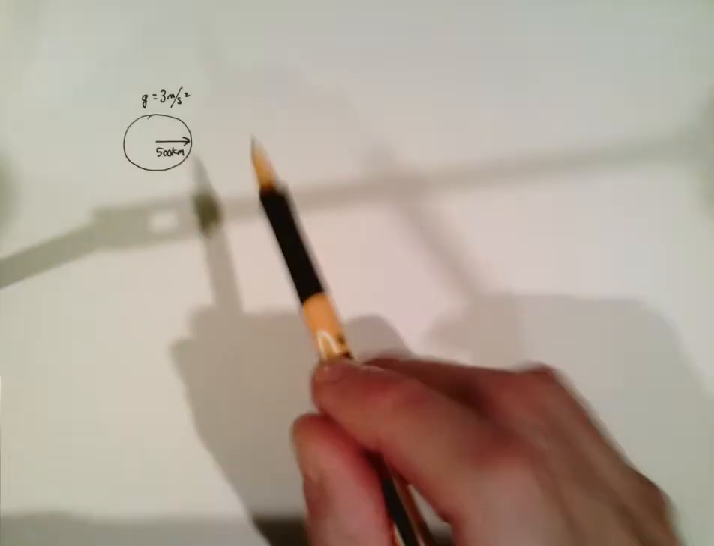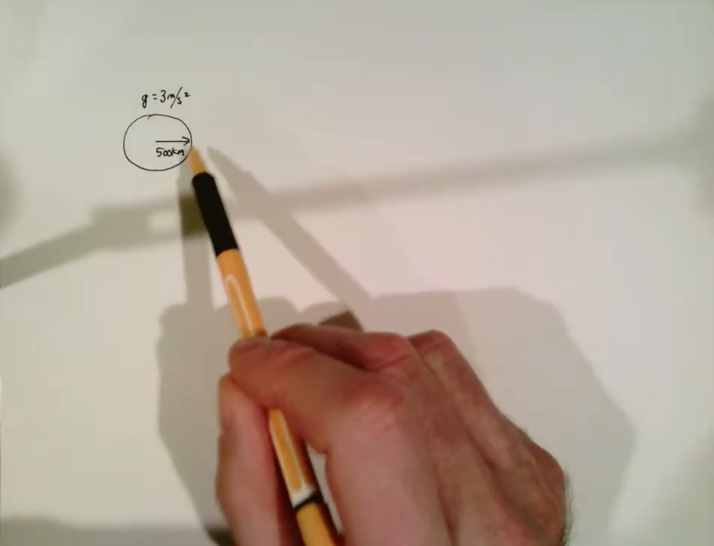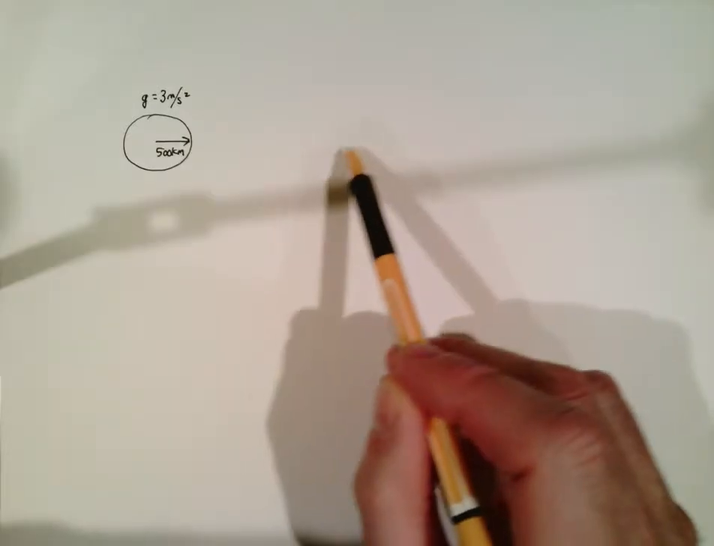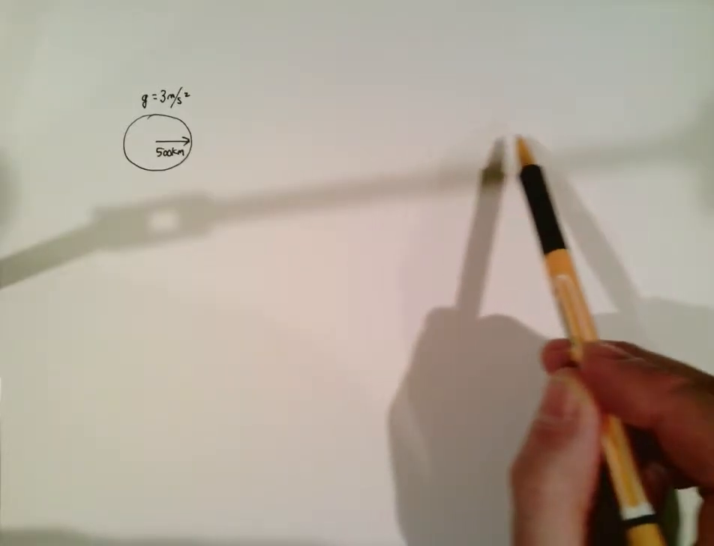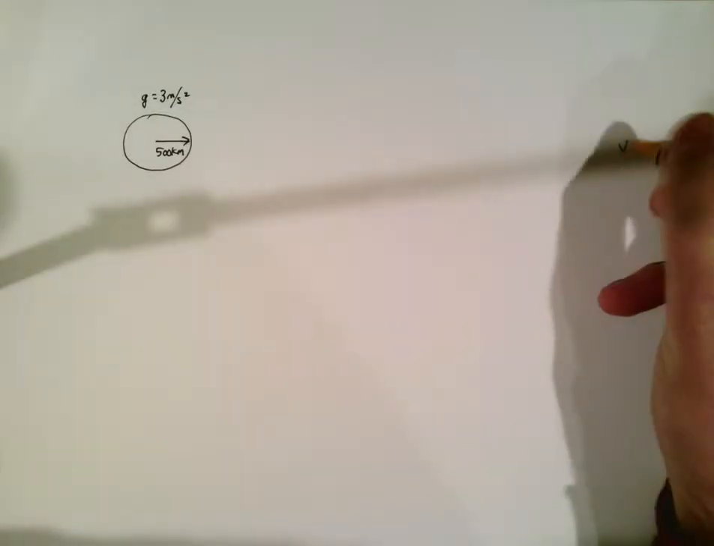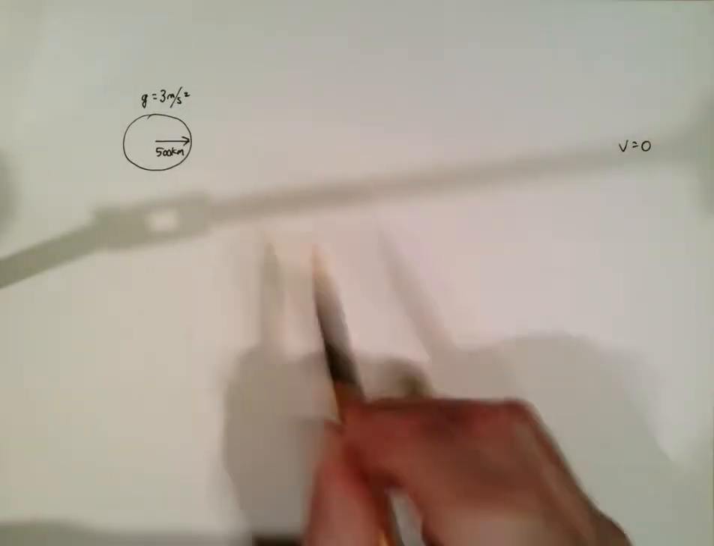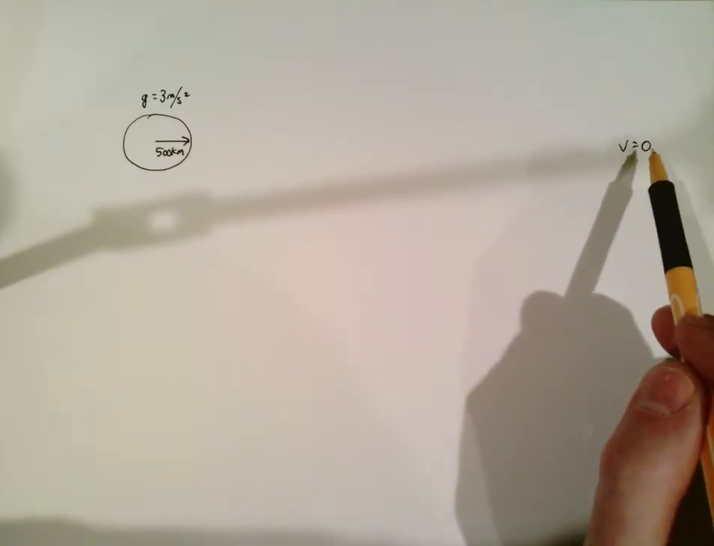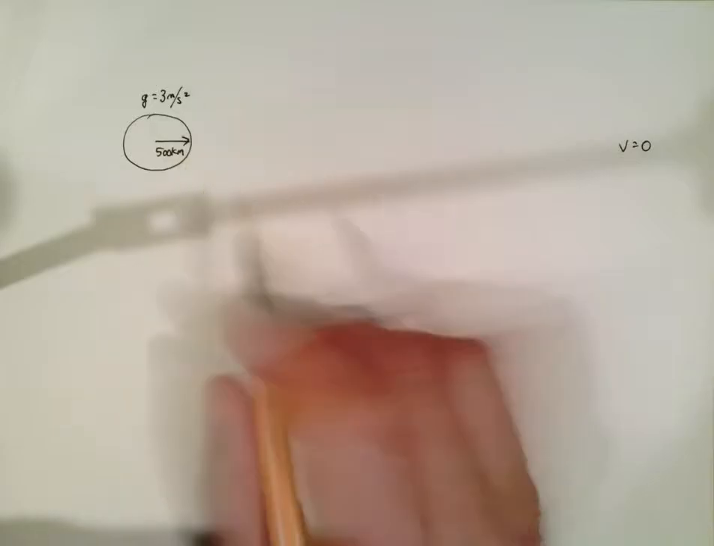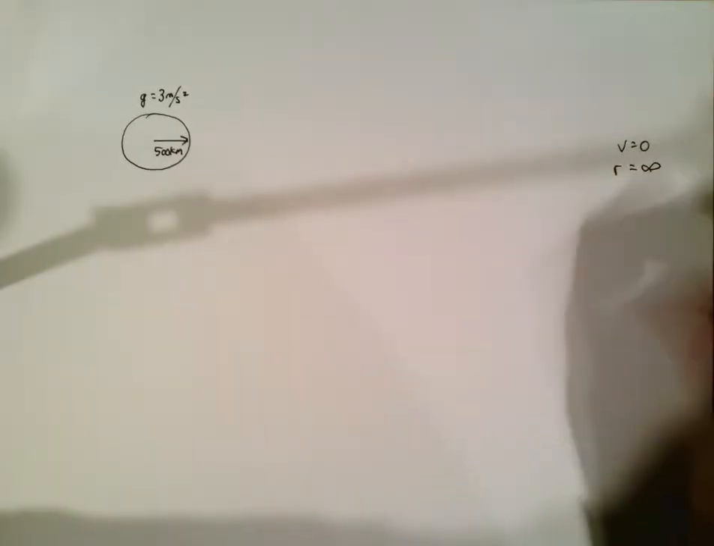So escape speed is the speed you have to give something so that as gravity inevitably slows it down and makes it go slower and slower, by the time it finally gets to a velocity of zero, it is so far away from the planet that the planet cannot bring it back again. And theoretically, that has to be a distance of infinity away.